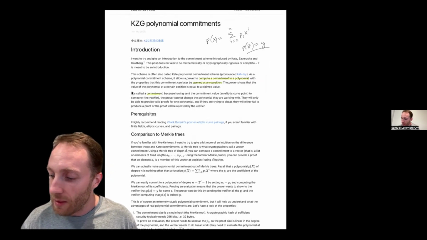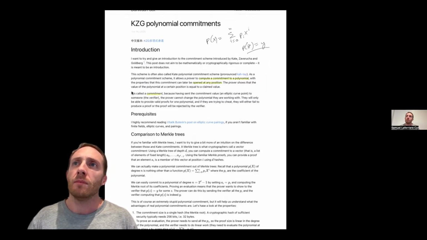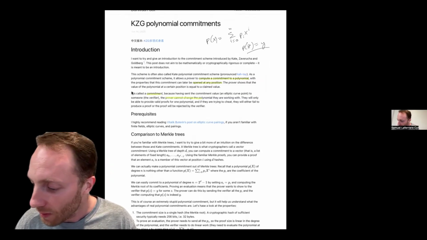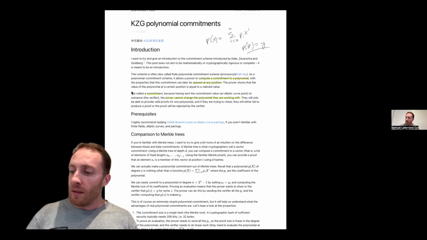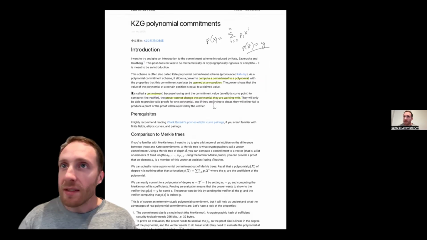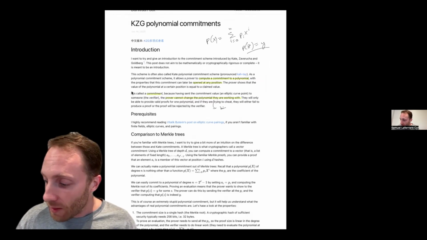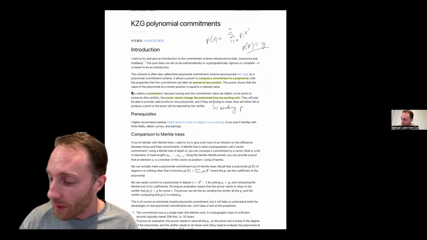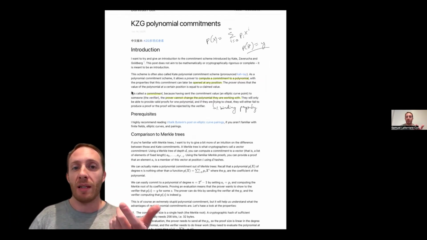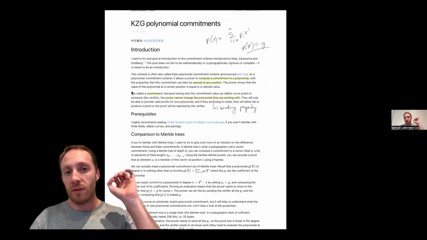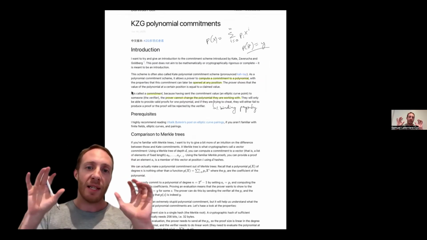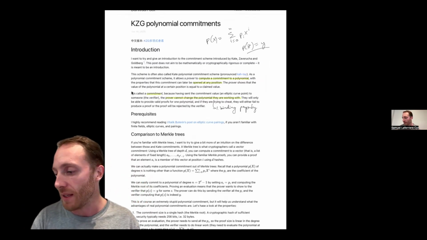It's called a commitment because having sent the commitment value, an elliptic curve point, to someone, the verifier, the prover cannot change the polynomial they are working with. For those of you that know this, this is the binding property. A commitment, cryptographically speaking, has two properties. The first one is the binding property, which says if I send you a commitment, it's binding to the actual item that is committing to that, so there's no way to reveal something else.